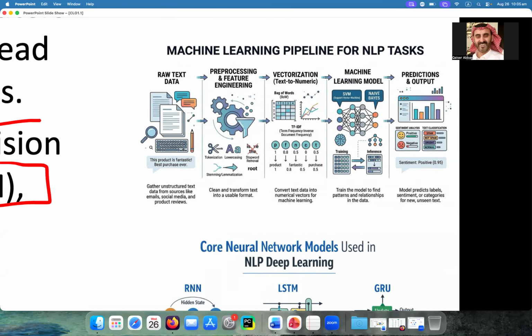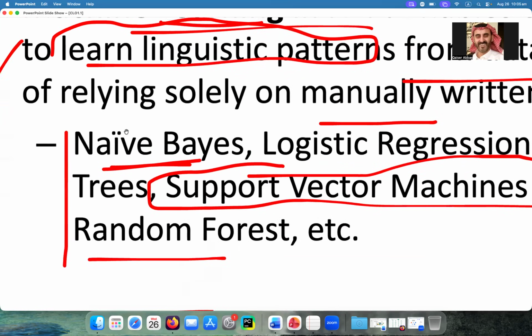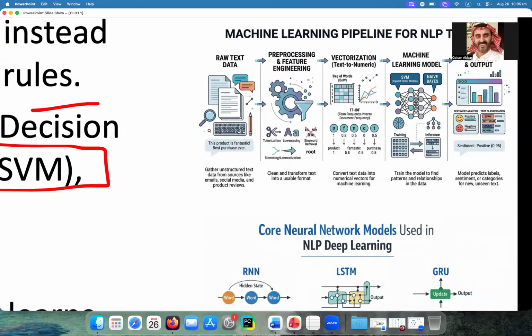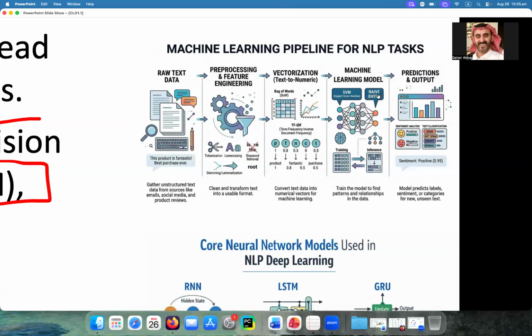I don't want to go into the details. Each topic will come and then we will go into it. So here you are converting those texts into numeric form by using different approaches. Bag of words is one approach. TF-IDF is another approach. And then when it is vectorized, then you are using your machine learning model. There are different models. We have already given you the names here. Naive Bayes, logistic regression, something like that. You can also see some names here, SVM, naive Bayes.